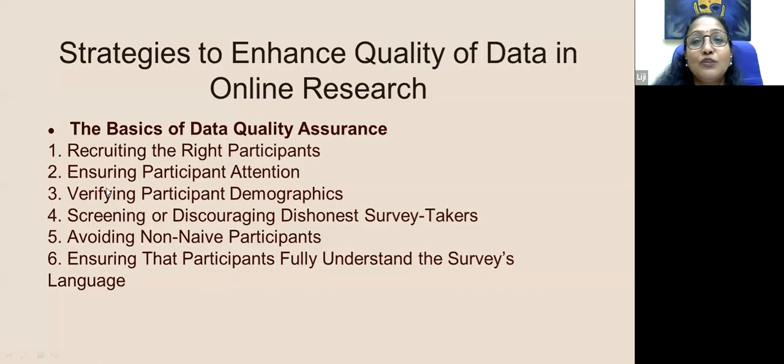So now let's move on to this, which is for my colleagues who work on the quality of data in online research. I have created it basically to help people who say they don't have time to go to the field, although that is the best. These are the basics of quality, strategies to enhance quality of data in online research. The basics of data quality assurance come from recruiting the right participants. I keep telling you that whenever you float your questionnaire in any group, you should know that you are recruiting the right participants.